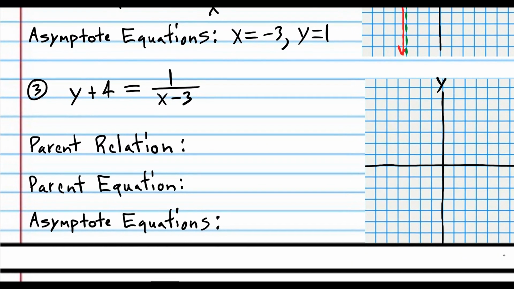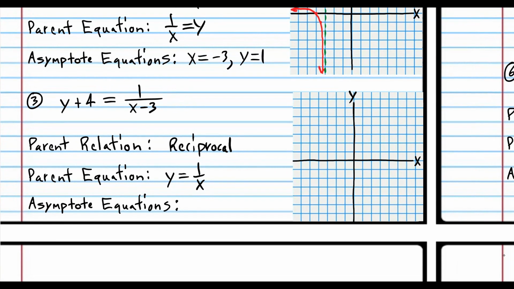So what is the parent relation? Well, obviously it's the reciprocal parent relation. And the equation is y is equal to 1 over x. And we're going to start at the origin. And then we're going to move 3 units to the right because we're subtracting 3 from x. And 4 units down, 1, 2, 3, 4, because we're adding 4 to y. And so we're going to pretend that this point down here is the origin.